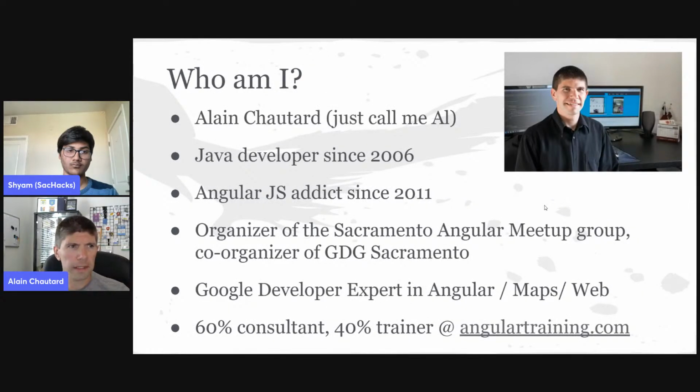So before I get into that, who am I? My name is Alain. You can just call me Al, that works too. I'm a Java developer since a very long time. I started back in 2006, and I got into front-end development, web development, around 2011 with AngularJS back then. These days, I'm the organizer of the Sacramento Angular Meetup Group and co-organizer of the GDG Sacramento group. I'm also a Google developer expert in Angular, Google Maps, and web technologies.